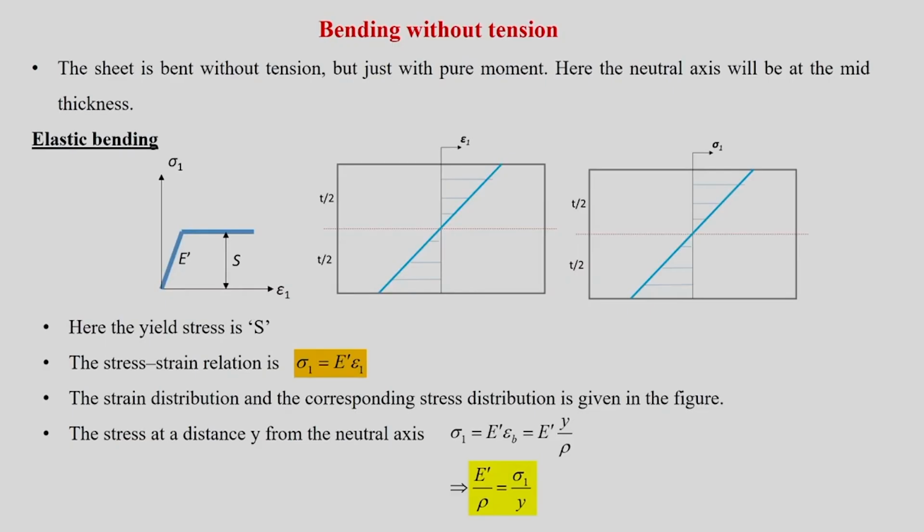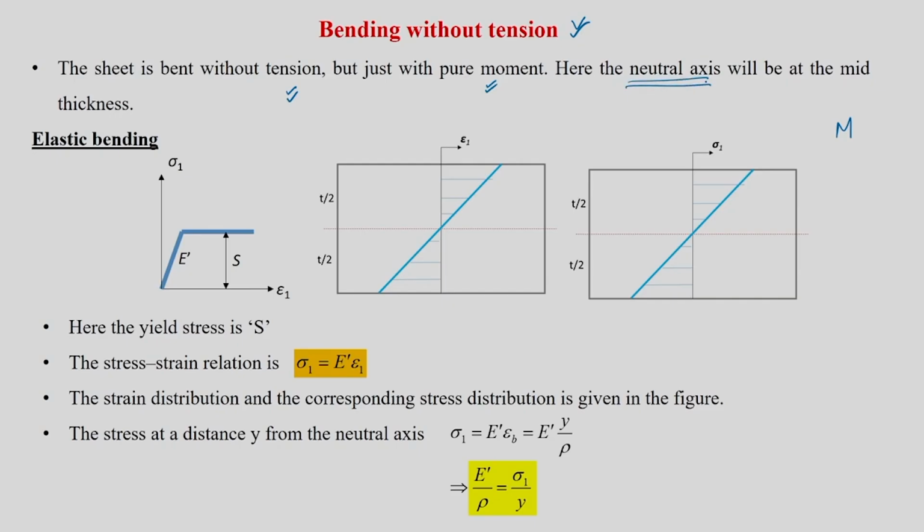Now, we are going to pick up one important case called bending without tension, and we are going to do some analysis. Whatever we are going to discuss is basically bending without tension, so only moment is available for us. We can say that the sheet is bent without tension, but with moment only. So, what will happen? The neutral axis will be at the mid thickness.